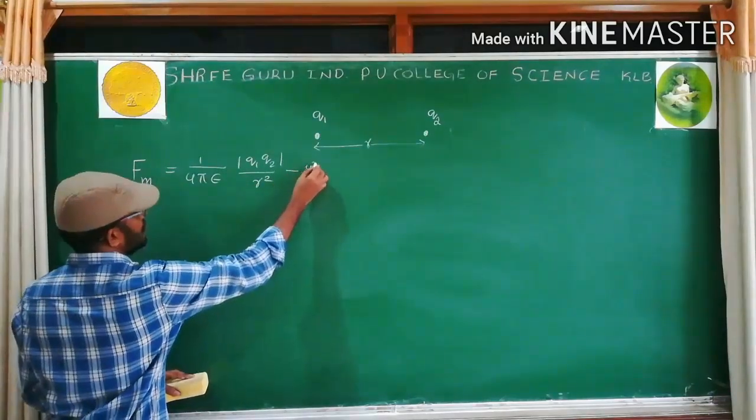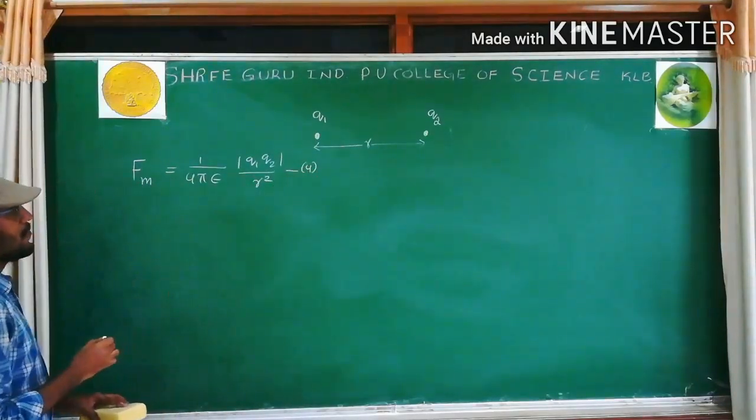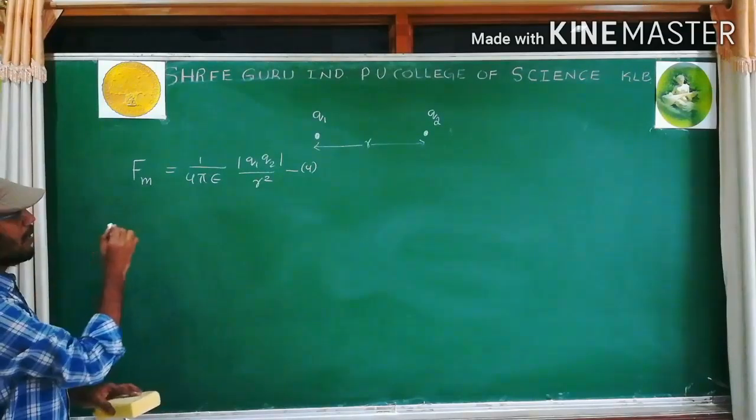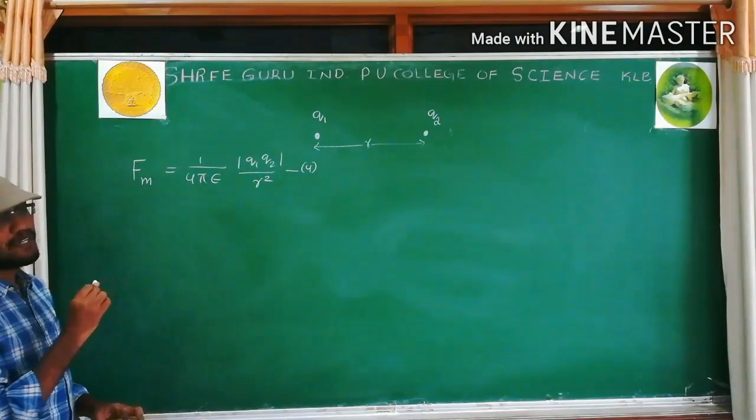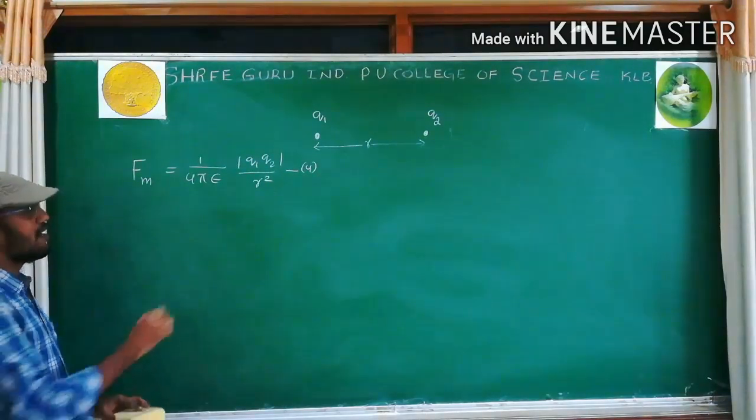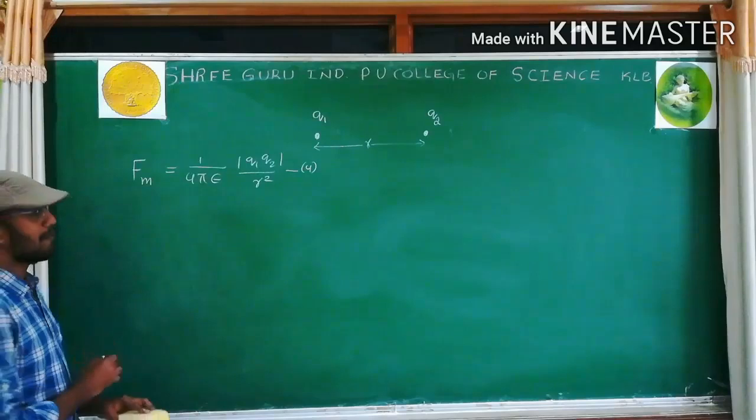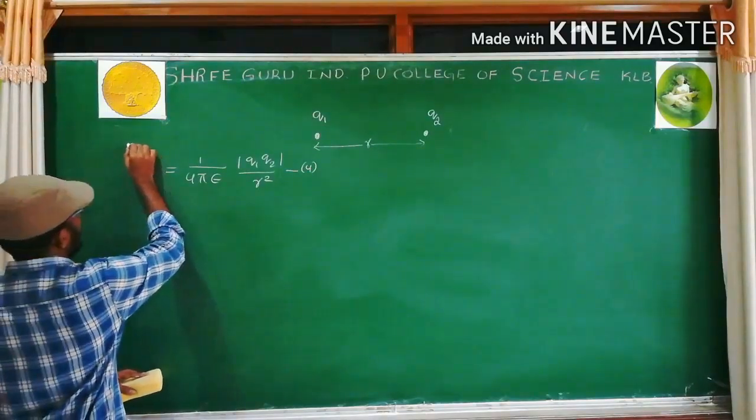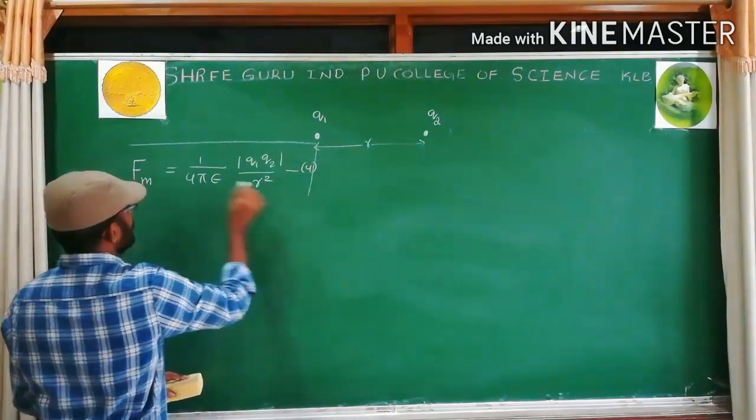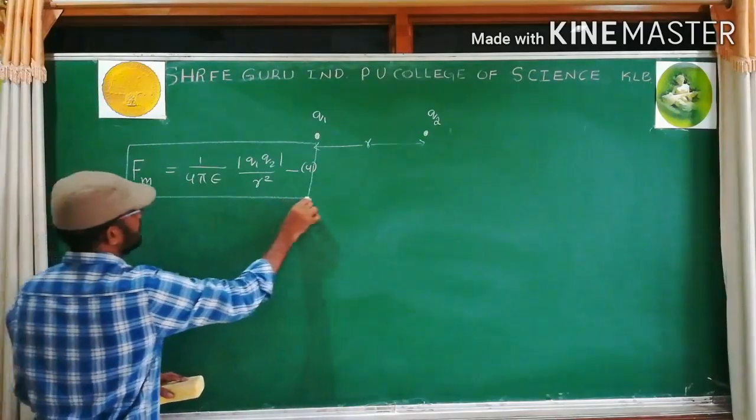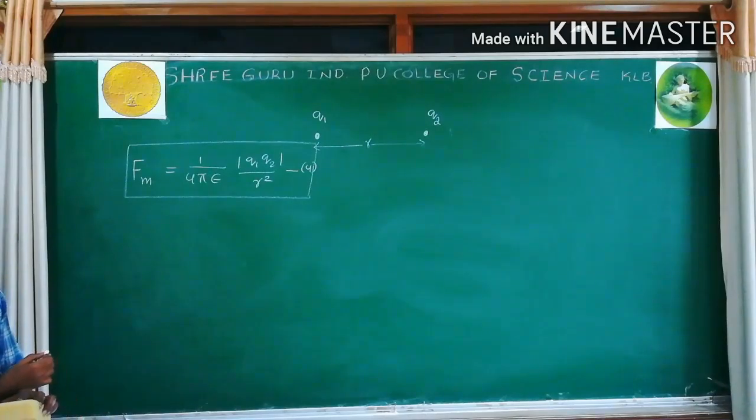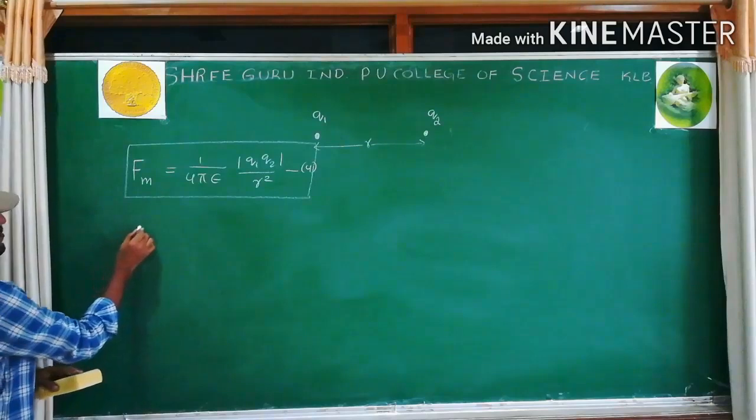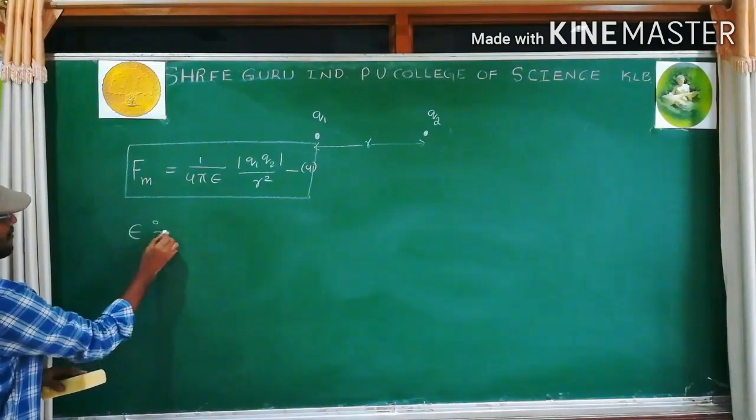This is equation 4. So earlier I have taken that F is equal to 1 by 4 pi epsilon naught into modulus of Q1 into Q2 divided by R square as equation 3. Now this is equation 4. So this is the electrostatic force between two charges in a medium. Here epsilon is called permittivity of a medium. We will see the definition of this permittivity of a medium.